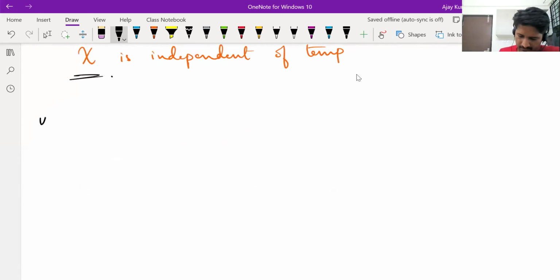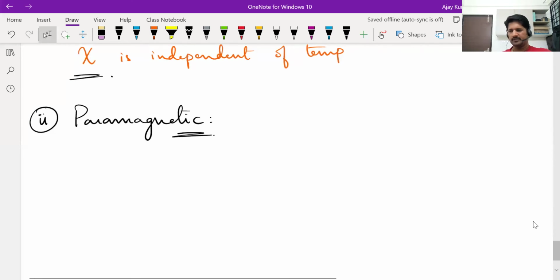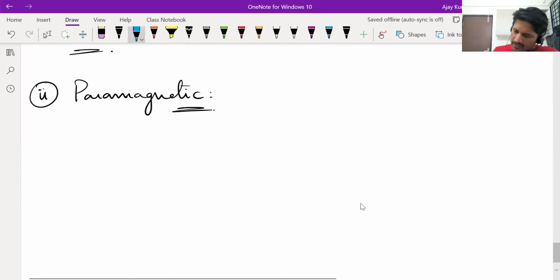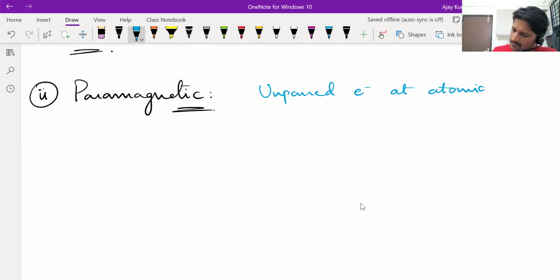Next, paramagnetic substances or paramagnetism. Now, if there are no unpaired electrons, we call it diamagnetic. So if there are unpaired electrons, then it will either be paramagnetic or ferromagnetic. Now tell me, if there are unpaired electrons at the atomic level, does that make the atom a dipole or not?